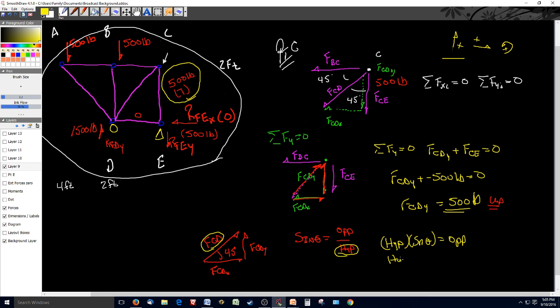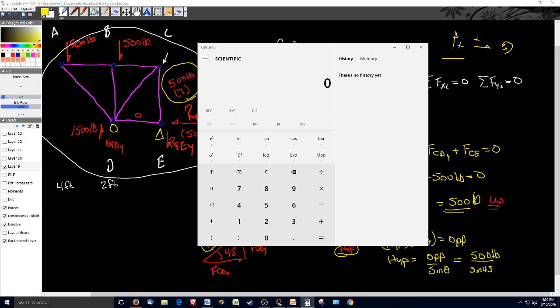Or my hypotenuse equals the opposite divided by the sine of theta. And that equals 500 pounds, and that 500 pounds is up. So 500 pounds divided by the sine of 45. If you punch that into your calculator, you will get 500 divided by sine of 45.